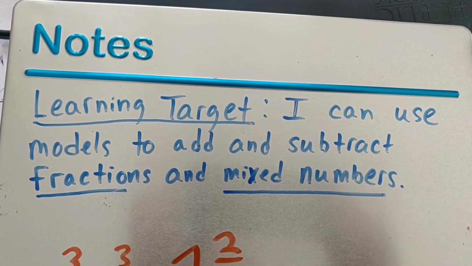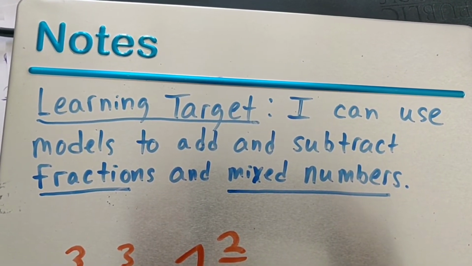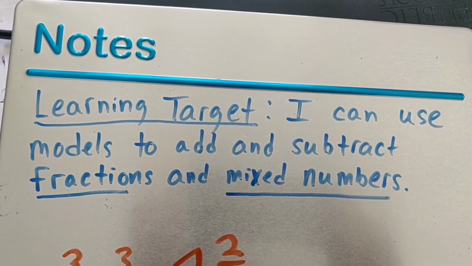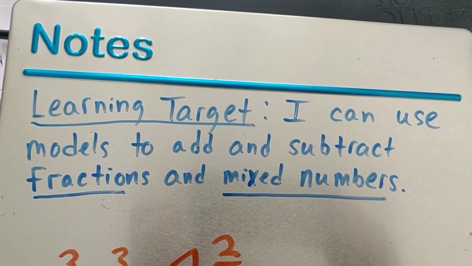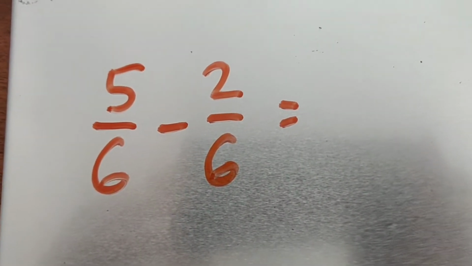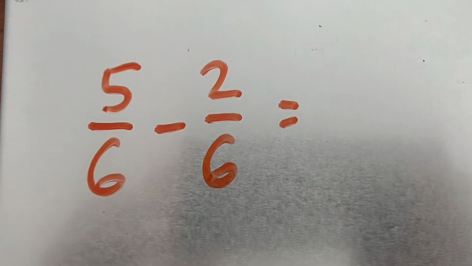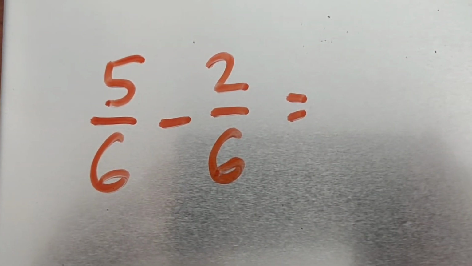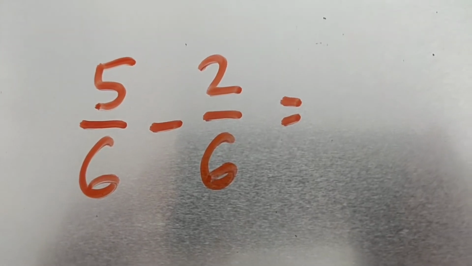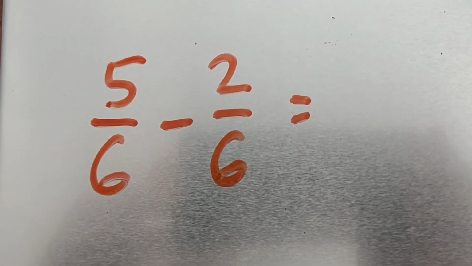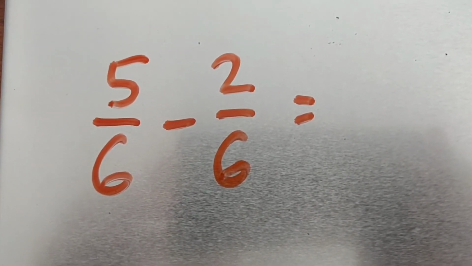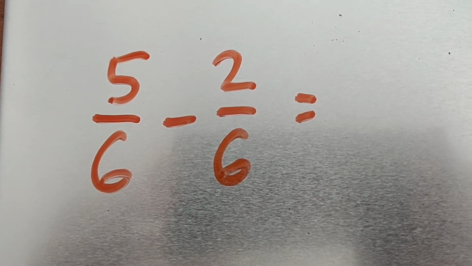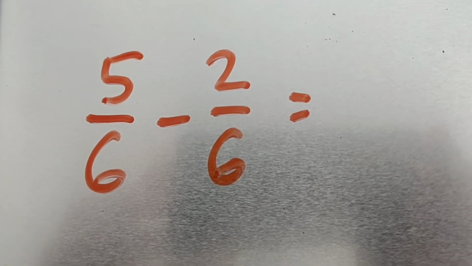So far we've used models to add fractions. Now let's start using them to subtract fractions. So the idea of subtraction is a little bit different because we're starting with something. Here we're starting with 5/6, and then we're going to take away 2/6. So we're starting with 5 parts of a 6-part whole. Then we're going to take away 2 of those parts.